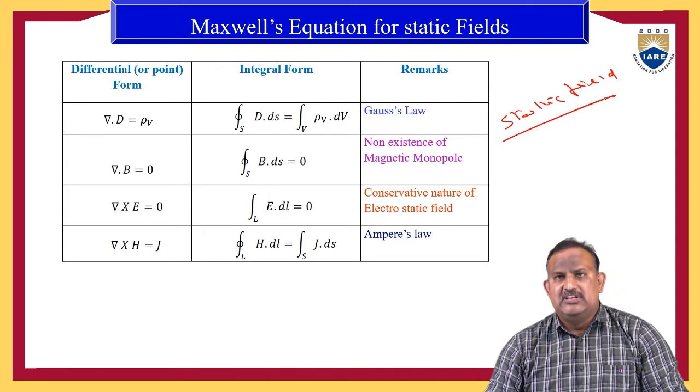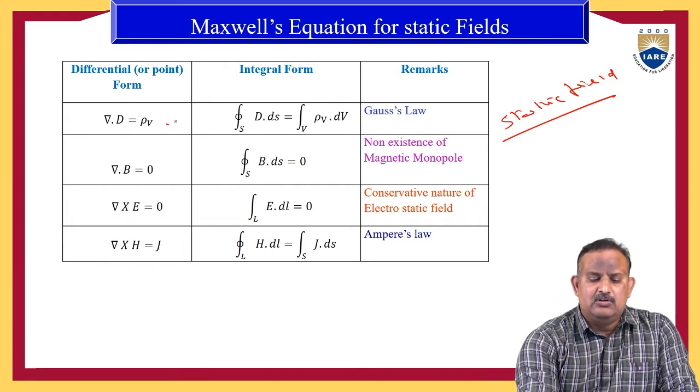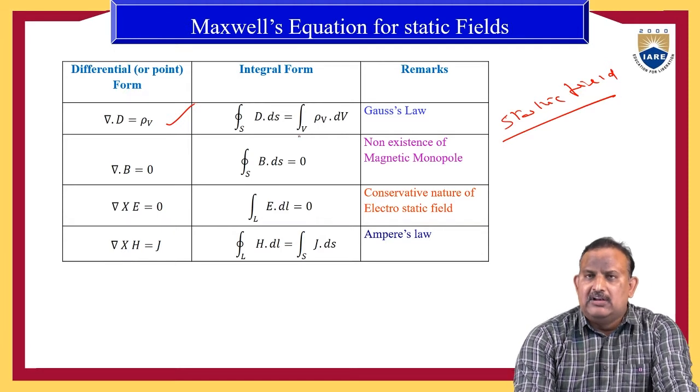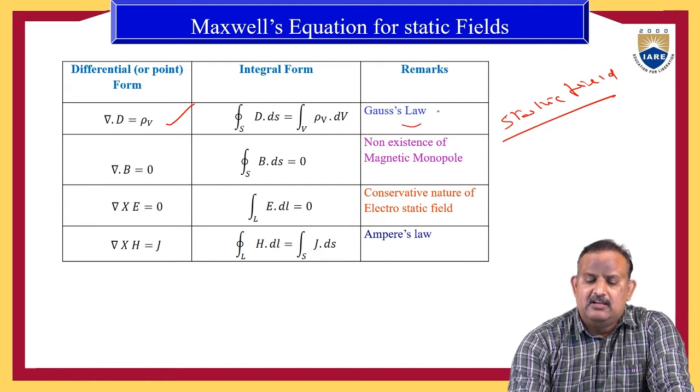First we will see the first equation, del dot D is equal to rho V. In integral form, it can be expressed as the surface integral of D dot ds equal to the volume integral of rho V dV, which is known as Gauss law.